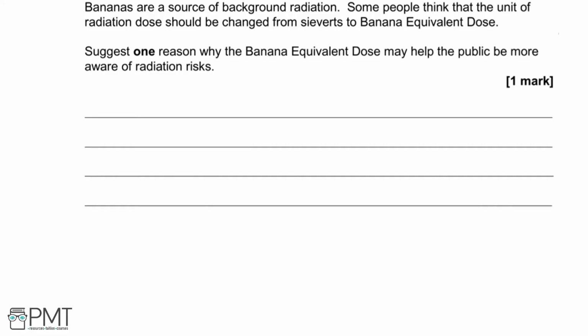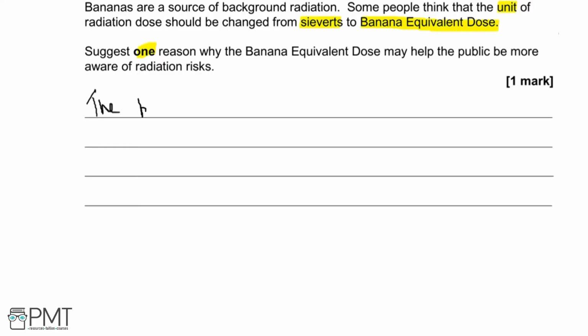Bananas are a source of background radiation. Some people think that the unit of radiation dose should be changed from sieverts to banana equivalent dose. Suggest one reason why the banana equivalent dose may help the public be more aware of radiation risks. So this is a 1-mark question, we just need one reason suggesting why it could be helpful to people to change the units of radiation dose from sieverts to banana equivalent dose.